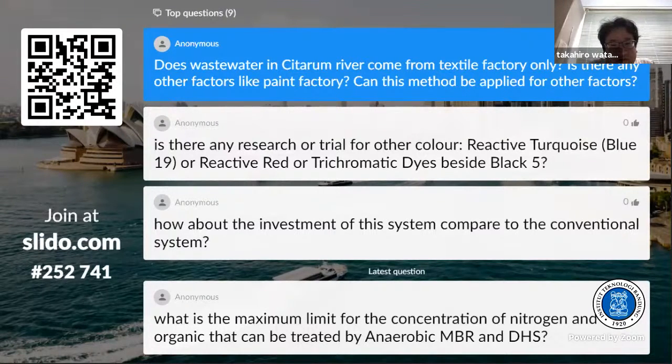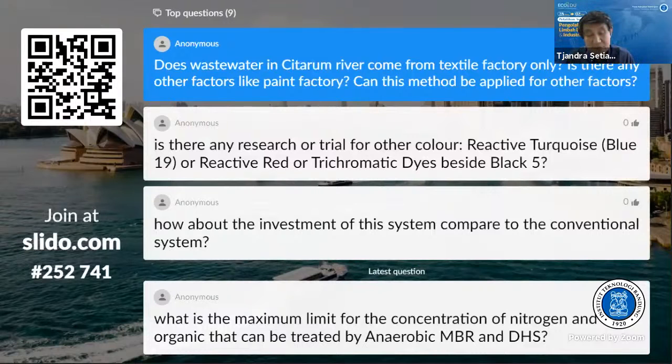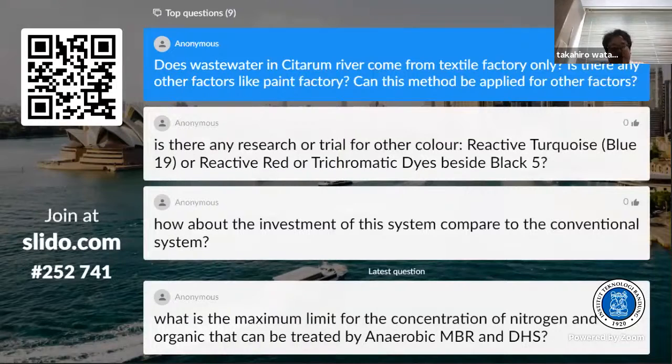and also natural rubber wastewater in Vietnam and Thailand, and molasses wastewater in Thailand also. So yes, we have a lot of experience applying it to other factories. Okay, so the Citarum River work is only textile, but the experiences from Bali, Vietnam and Thailand have been used for different factories.